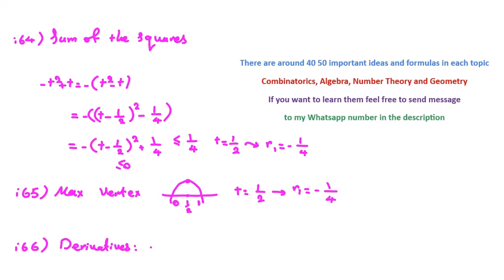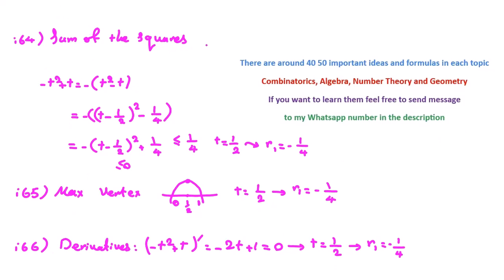We can say, okay, we have negative t squared plus t. If we take the derivative, it will be negative 2t plus 1. We consider it equal to 0. Again, t equals 1 half, and R1 equals negative 1 over 4. Okay. Also, we can use other things, but I've told you 3 ways to find the maximum.